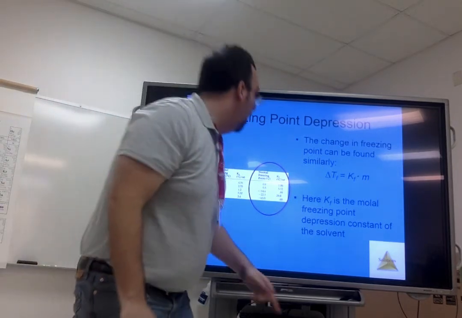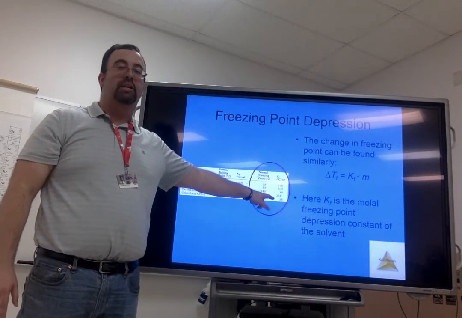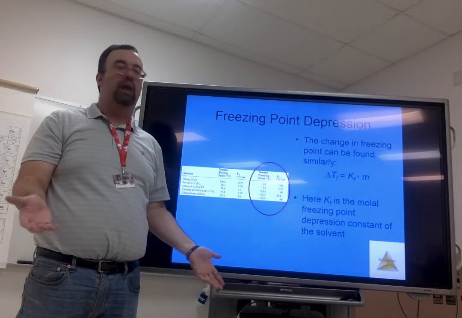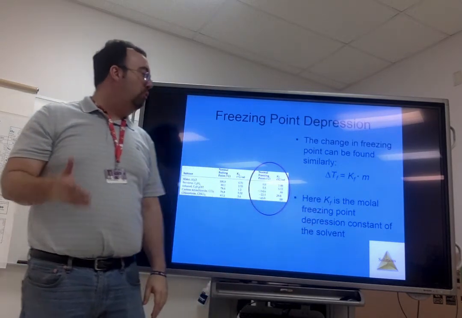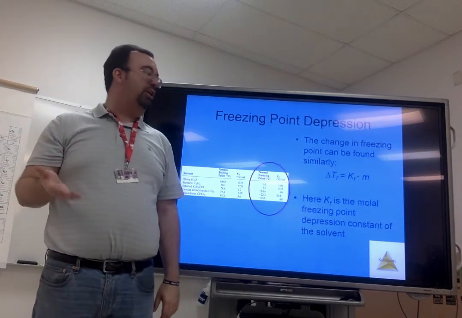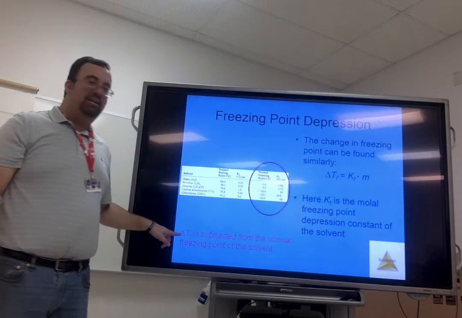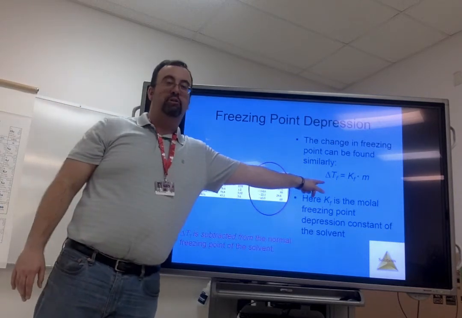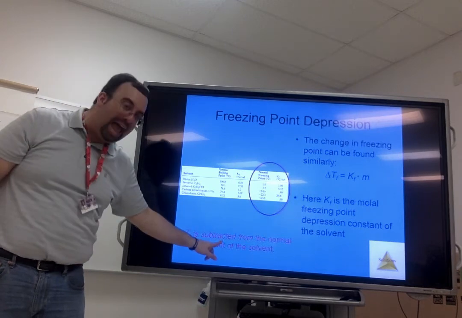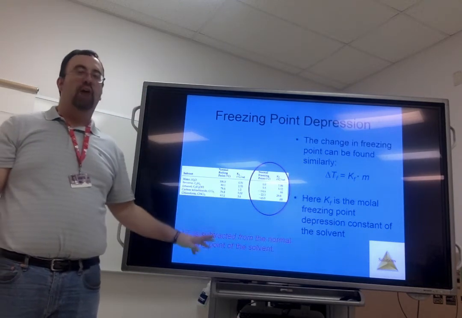And so we can also see we have constants over here that would be in a table that you'd find in a textbook or a handbook. And so this K sub F is the molal freezing point depression constant of the solvent. And so what this means then is that once you find out what the change in temperature is, you would subtract that from the normal freezing point of the solvent.